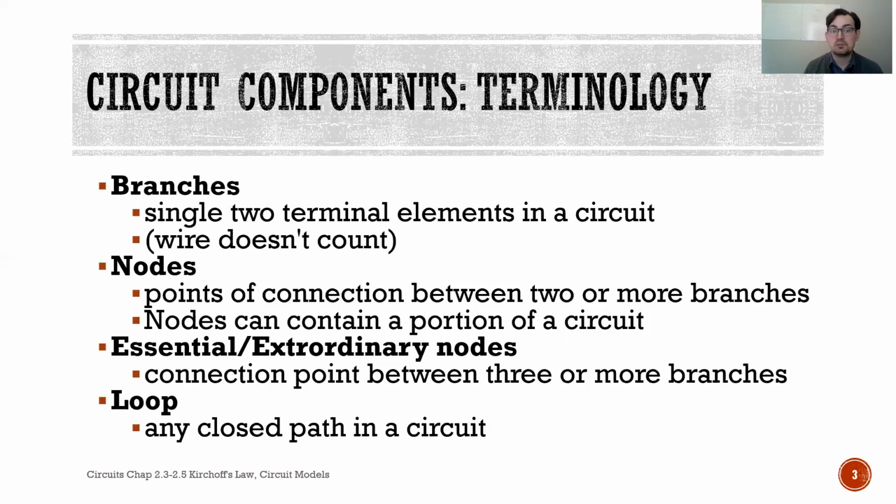We have essential nodes, and your book calls them extraordinary nodes. Either one of these is the same thing. We're just saying, hey, this is a point where we see a lot of branches coming in, at least 3 or more. And a loop is very generic. We're saying this is any time we see a closed path in a circuit.